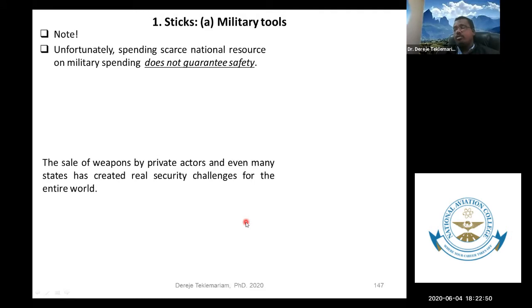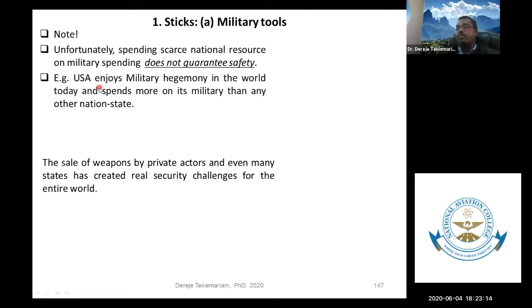Still, when you see military tools, remember there is one important concept that you have to understand. It doesn't mean that all military interventions and military-related supports and tools are successful. Unfortunately, spending scarce national resources on the military may not guarantee national safety and security. For example, America enjoys military hegemony, meaning the military upper hand in the world today, and usually it spends more on its military than any other nation state. You can see the figure here.